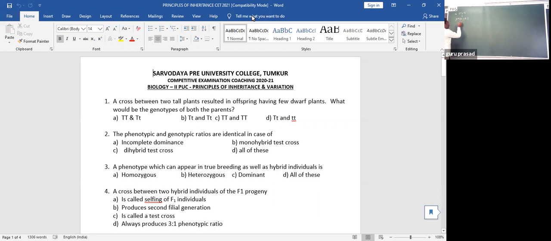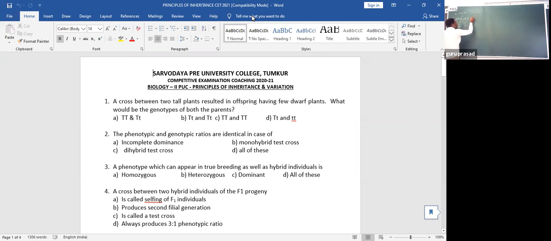Now make a cross to produce offsprings. Capital T has tall. Okay. Then another is capital T small t. It is also tall. Of course, it is the pure tall and it is the heterozygous tall. None of the offspring is dwarf. Whereas in the question they have said that the offsprings are dwarf. So let us take the option B, capital T small t, capital T small t.